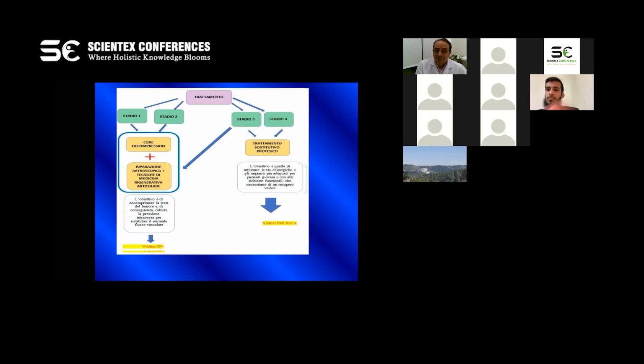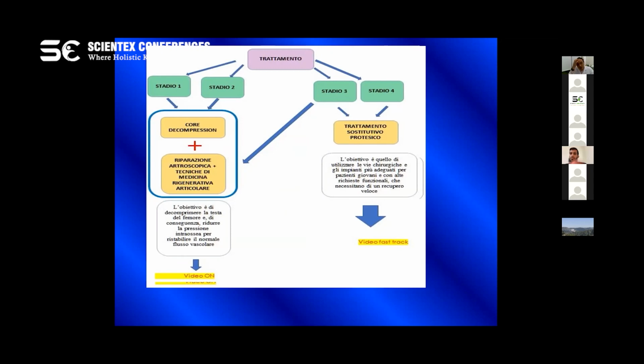So, treatment in the second stage could be surgical, with core decompression plus an arthroscopic technique of labral repair if needed, and regenerative medicine. The goal is to reduce the pressure inside the femoral head and consequently reduce intra-bone pressure to stabilize a normal vascular flux.